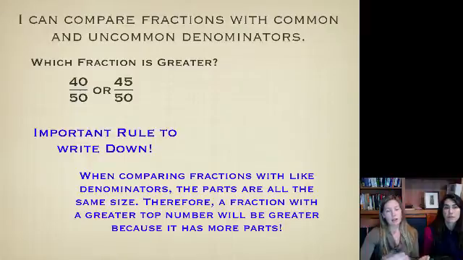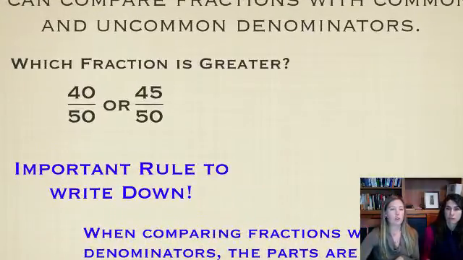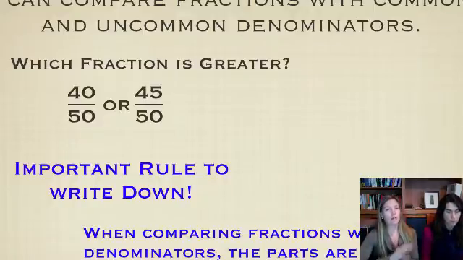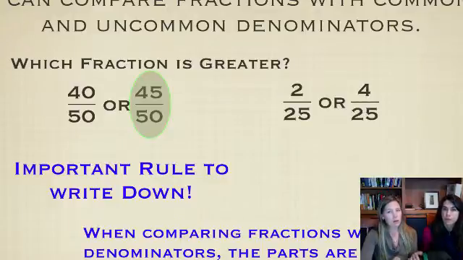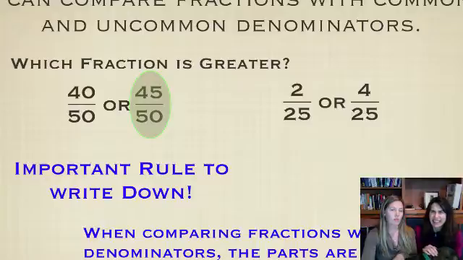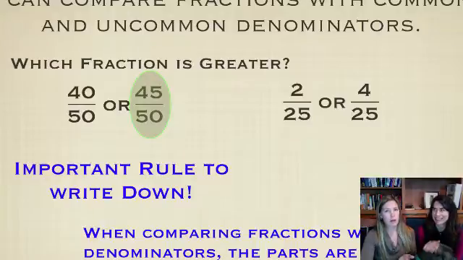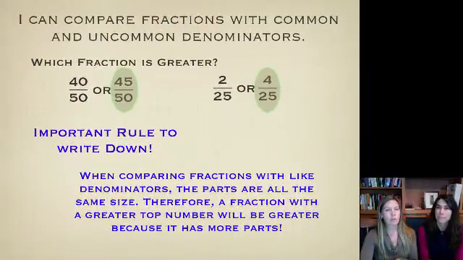So in this case, the denominator is the same, like we just said with the rule. So both of the denominators are 50. So we're talking about something that's split into 50 equal parts. So would you rather have 40 or 45 of those? So that's where it says in the second part of the rule, the fraction with the greater top number, the numerator, will be greater because you'll have more parts. So 45/50ths is actually greater than 40/50ths. So that's all that those words are saying. And then another example, 2/25ths or 4/25ths, which is bigger? So think about that. Try it out, and hopefully y'all got 4/25ths.